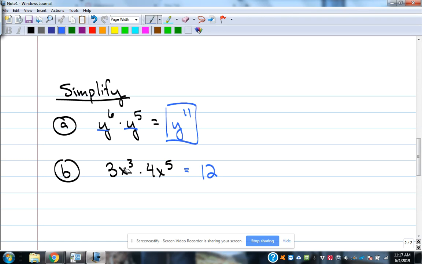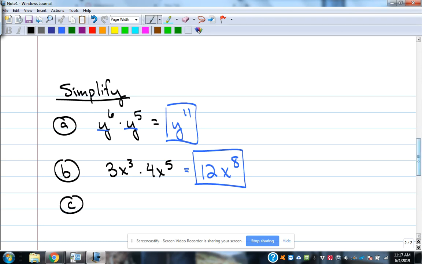And then you do the exponent rule for the variable. They're multiplying. The bases are the same. They're both x's. So we're going to add 3 and 5. So x to the 8th. Do the regular math with the numbers in front, and then do the exponent rule with the variable. That's what you want to do here.